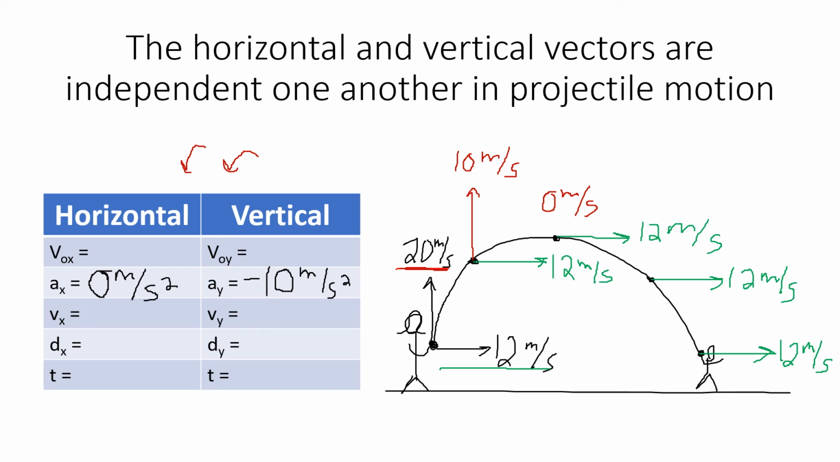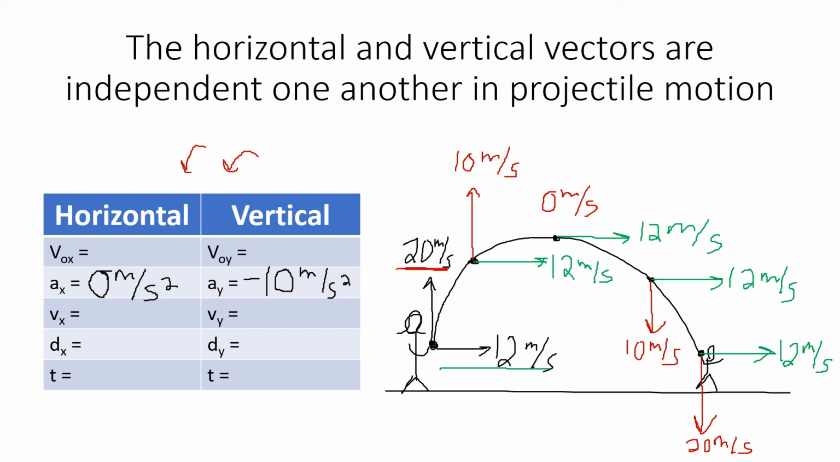So 20, 10, 0, negative 10. Wait, you don't draw the negative. You draw the direction. So I'm going to put down 10 meters per second down, 20 meters per second down, and I know that means negative. So this is how we label our drawing. We understand that horizontally there is no acceleration, and vertically there is an acceleration.